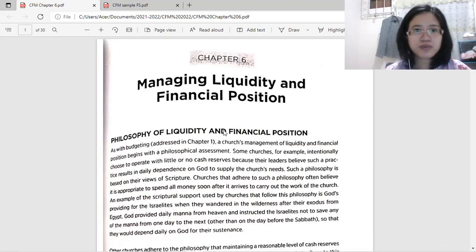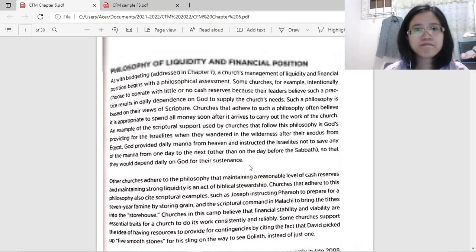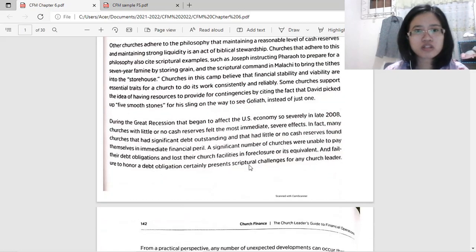All right, so we go back here. There's a bit of information here you can read about the recession, the financial crisis that happened in 2008. The latest one is 2008.